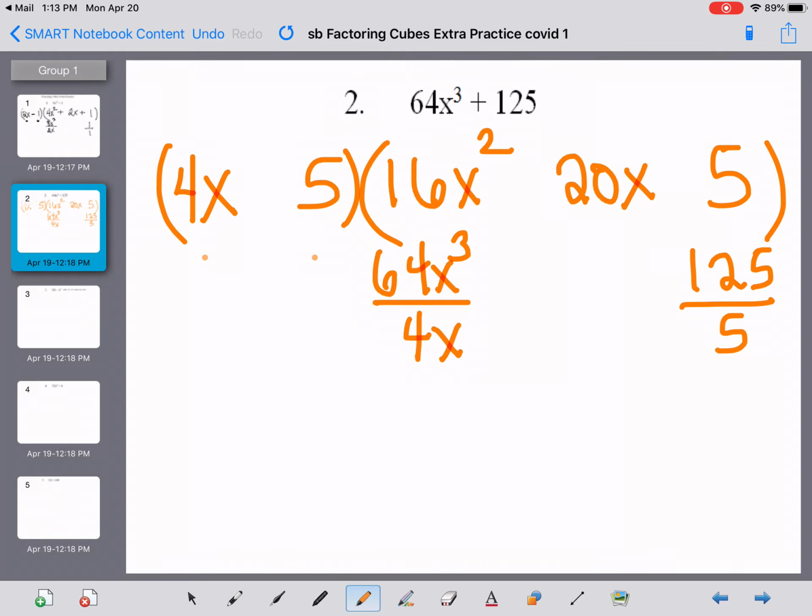And now we'll put our signs in. The sign that we're given in this case is a plus. Same sign. Opposite of that sign that we just wrote. Always positive. So 4x plus 5 times 16x squared minus 20x plus 5. Our answer to our second problem.